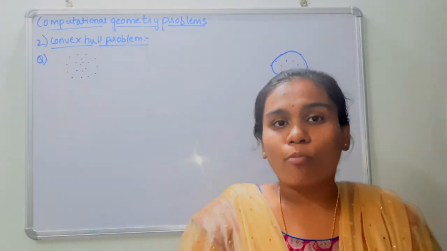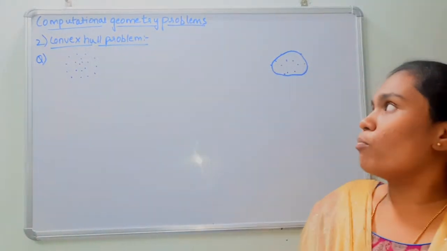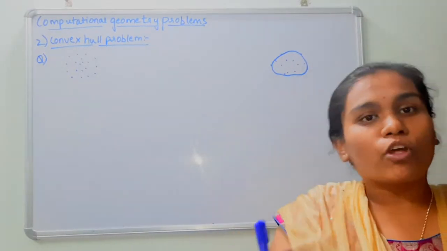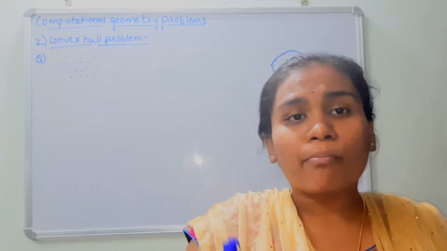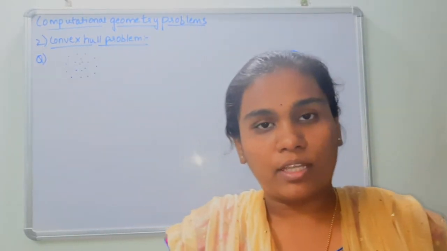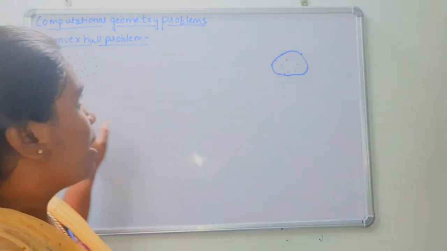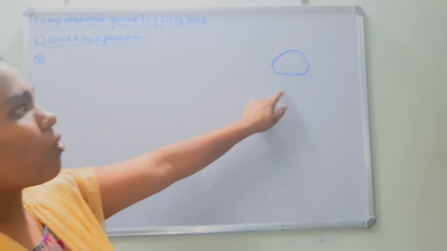What is meant by the convex hull problem? The convex hull problem is one of the common computational geometry problems. So how we perform the convex hull problem, let us see in this session. The main aim is to form a polygon in the given set of points. It is represented in the form of a polygon which is surrounded by the number of points in the plane.